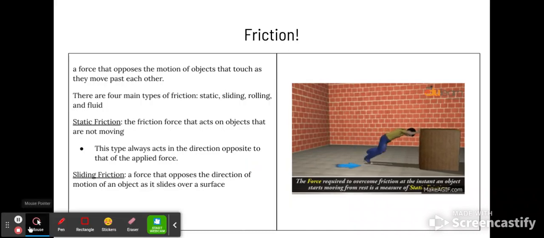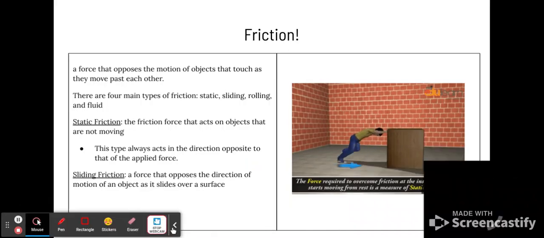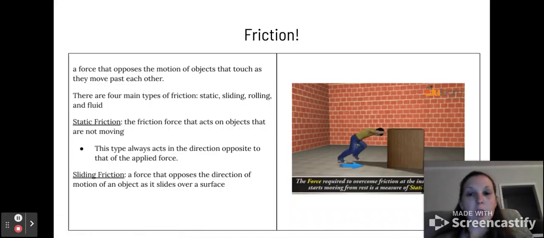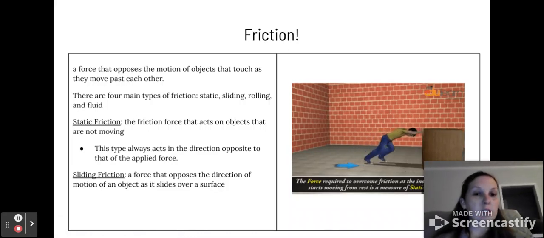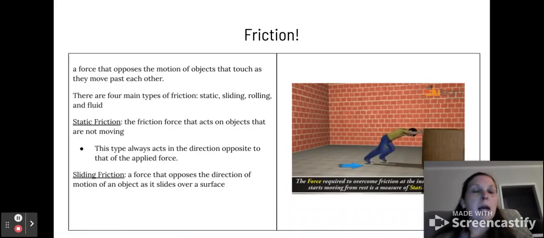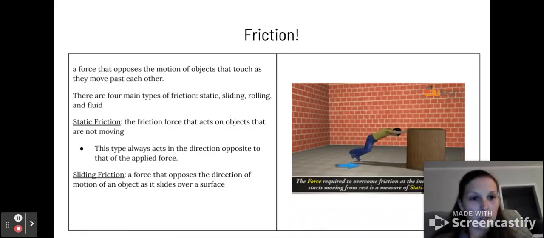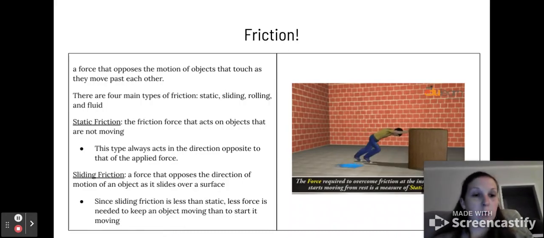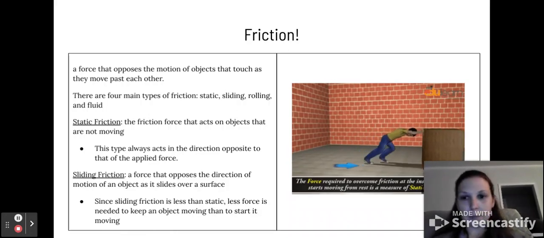We also have sliding friction. Sliding friction is the force that opposes the direction an object is moving as it slides over a surface. When you are pushing a couch over carpet, you're pushing the couch in one direction, and there is a sliding friction that is opposing that force. If you're stronger, you're able to move the object across the floor. If the sliding friction is stronger, then you won't be able to move it.